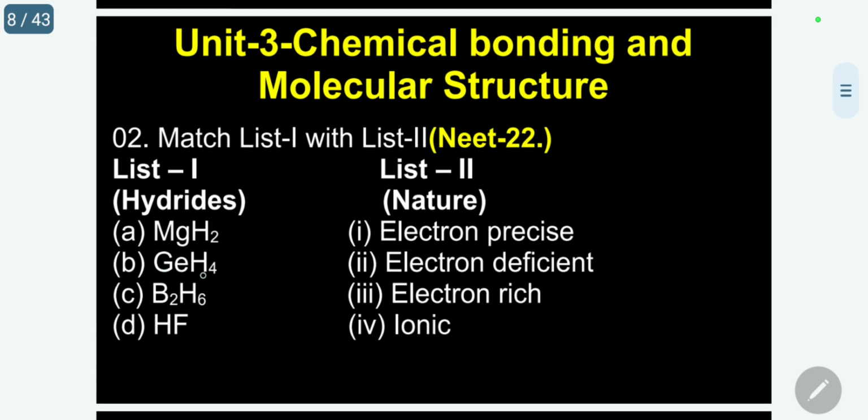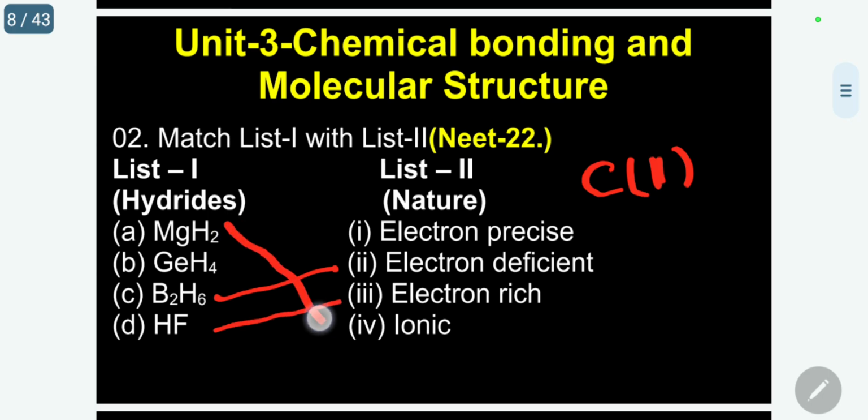So you come over here. We have already discussed A. Boron is electron deficient, C2. And lastly, the HF. The HF is nothing but the remaining one, electron rich. So all are over now. This is ionic, this is electron precise. So everything is over. Kindly follow.